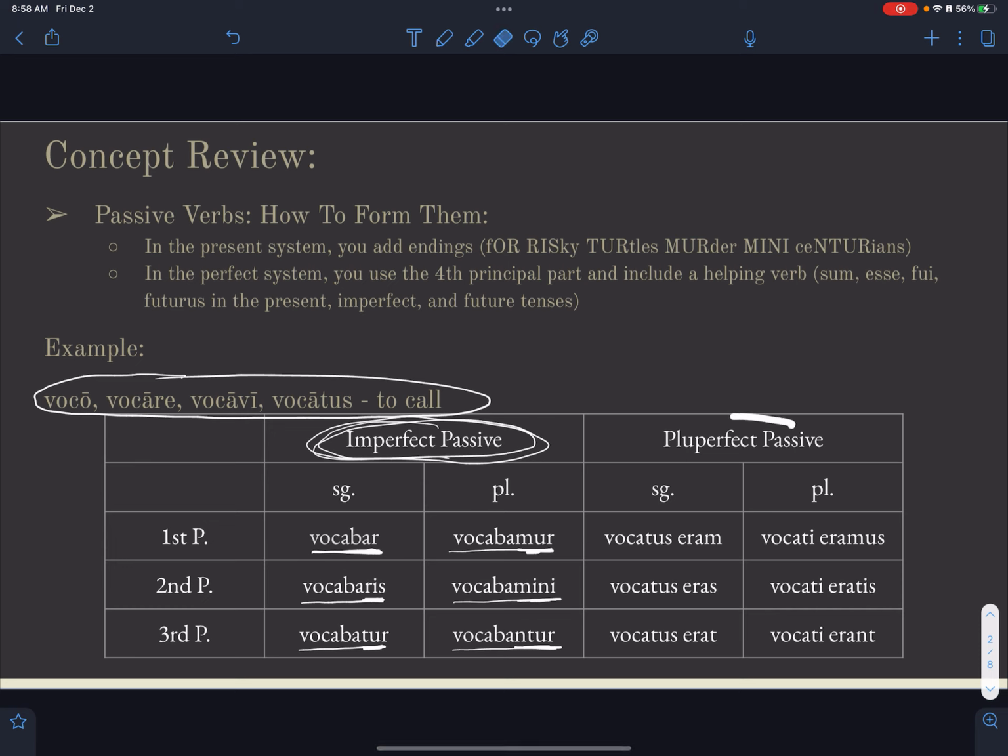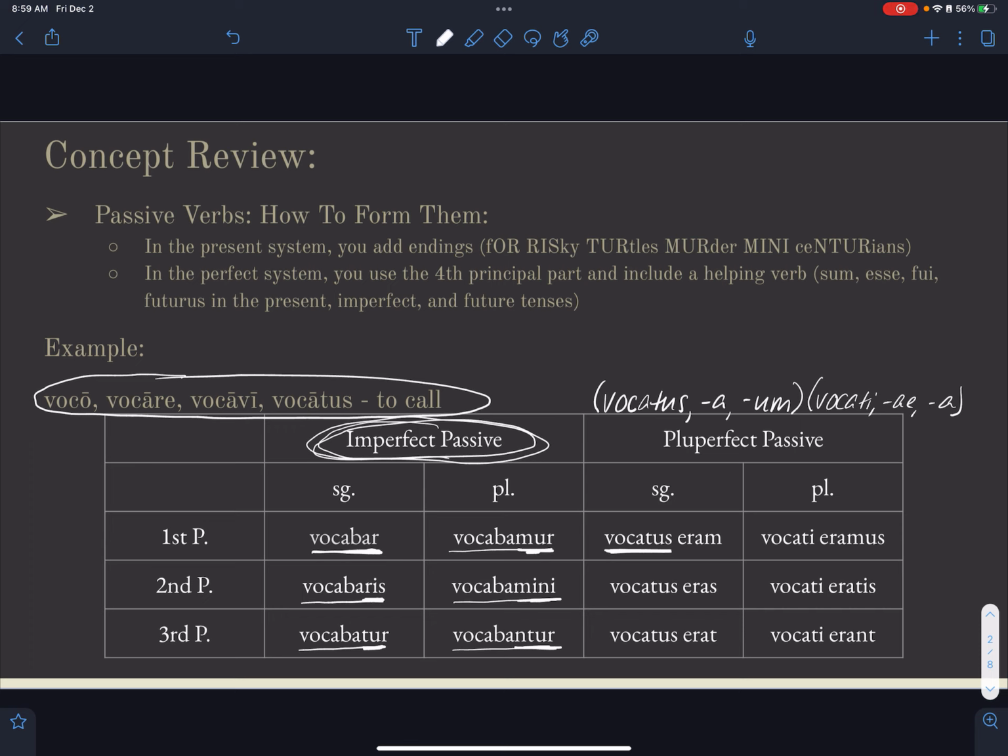Now in the pluperfect passive, what verb system is that in? It's in the perfect verb system, right? So all we do, and I truncated it here, because technically if we were to fully flesh it out, it would be for the singular, vocatus eram, eras, erat. And in the plural it would be vocati eramus, eratis, erant.